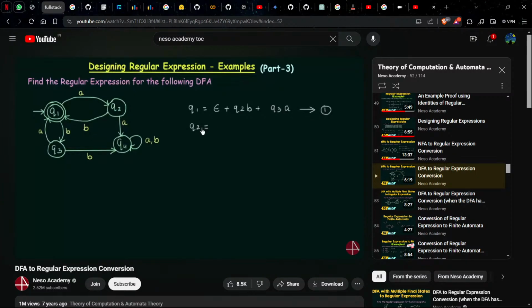Now let's do the same thing for equation number 2, that is for q2. In q2 we see that there is only one incoming transition, that is from q1 with input a. So we can write it as q1a, and there are no more incoming transitions to q2. So this is equation number 2. Now let's do the same thing for q3. For q3 also we see that there is only one incoming transition, that is from q1 to q3 with input b. So since it's starting from q1, I will write q1b. So this one we call equation number 3.